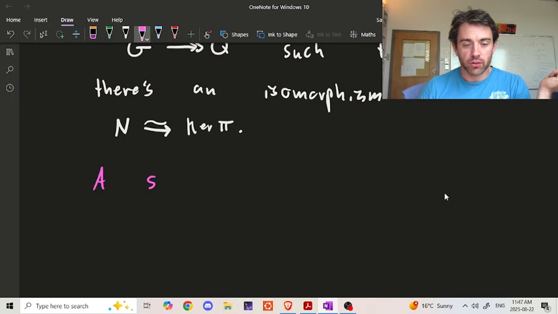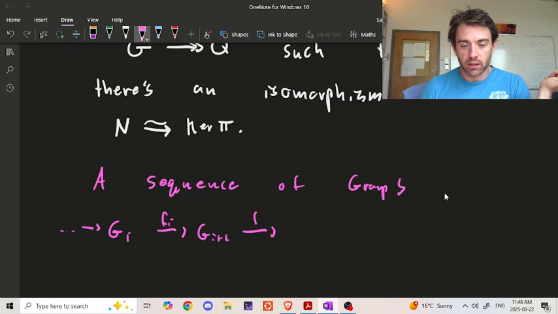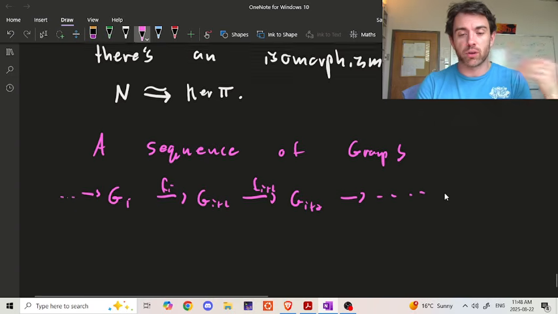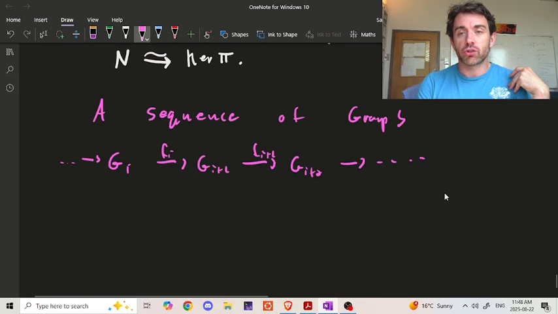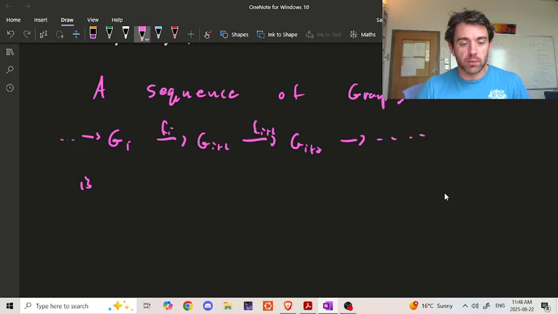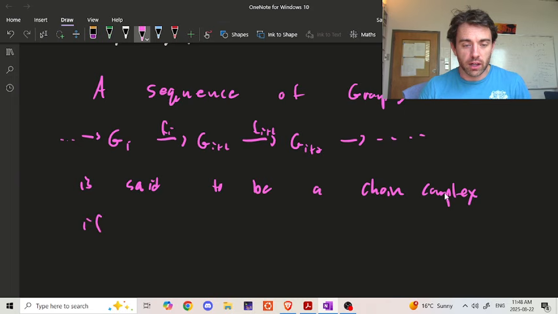A sequence of groups, let's say G_i, F_i, G_{i+1}, F_{i+1}, G_{i+2}, and so on and so forth. So potentially infinite, but there are many cases that we will look at in which we only consider finitely many terms, is said to be a chain complex, or just a complex, if for all i, the composition of F_{i+1} with F_i is the zero morphism.